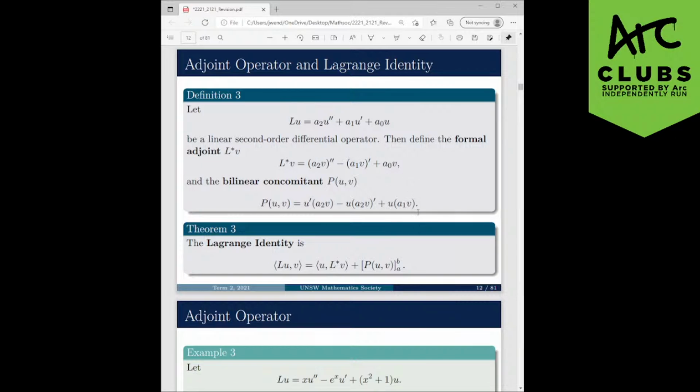Following from these two definitions of the formal adjoint and the bilinear concomitant, you get the Lagrange identity, which is the inner product of LU and V is equal to the inner product of U and L star V, so L star coming from the formal adjoint, plus P of UV, upper bound B, lower bound A. So you would sub those upper and lower bounds in the same way you would usually do in integration, just upper bound minus lower bound. And P of UV is, of course, the bilinear concomitant. So another identity for you to just memorize there.